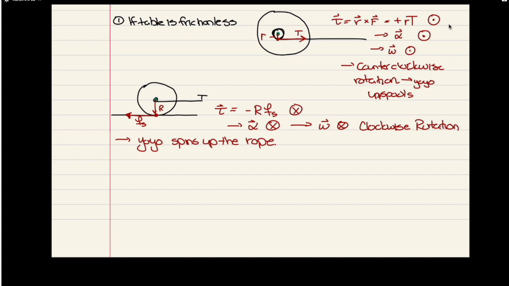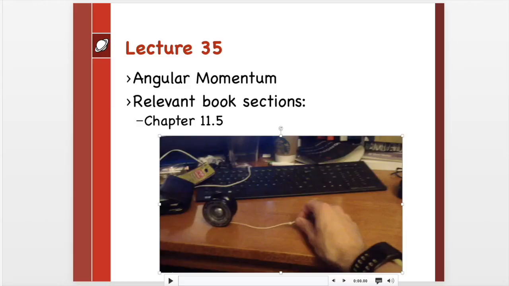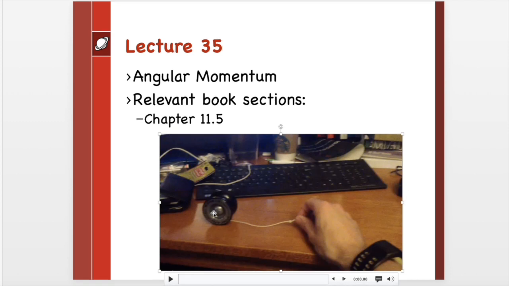It spins in the opposite direction, so not only am I pulling it to the right so that the entire yo-yo is moving to the right, but the yo-yo itself is rolling up the rope as you do it. I made a video of this in grad school, so that's why you can see the resolution of this is terrible. So this is the same setup.